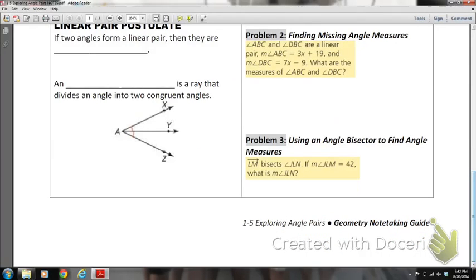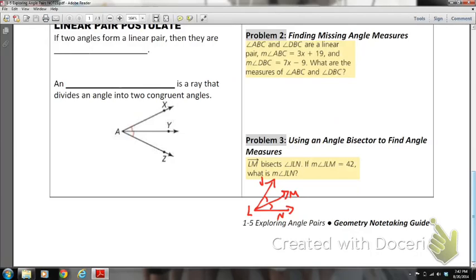In the last problem, we're using an angle bisector to find angle measures. It says that ray LM bisects angle JLN. So let's draw a picture of angle JLN and a ray LM bisecting that angle.